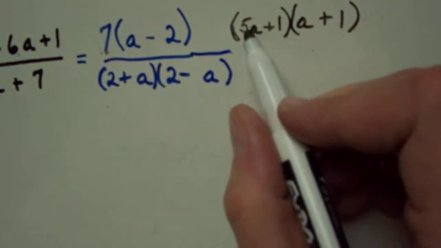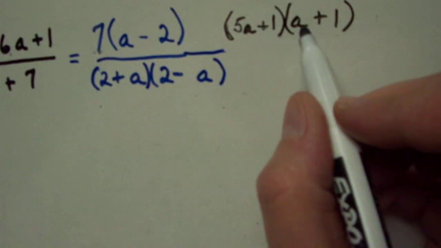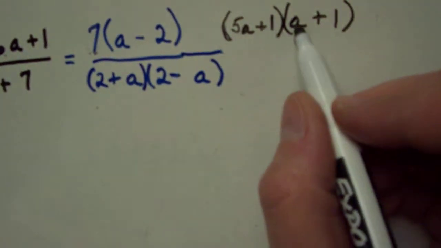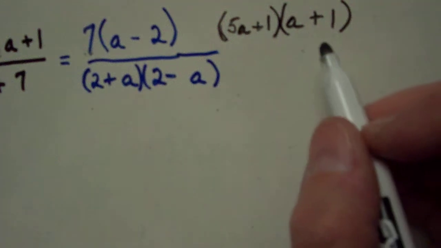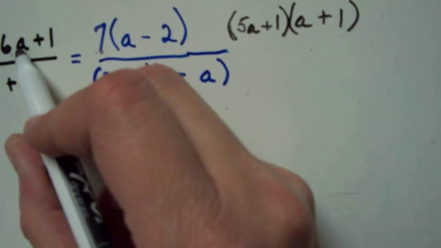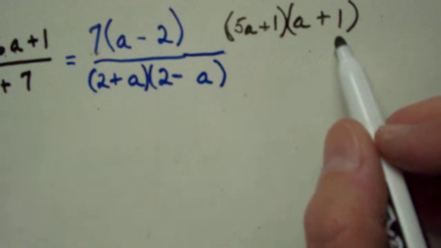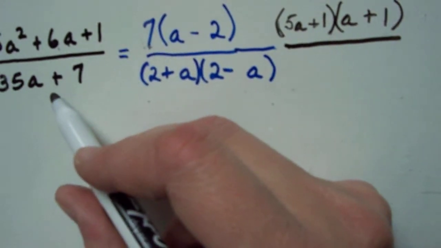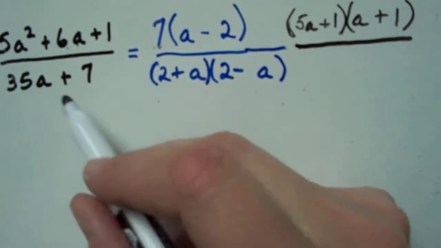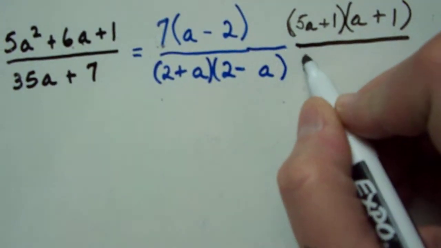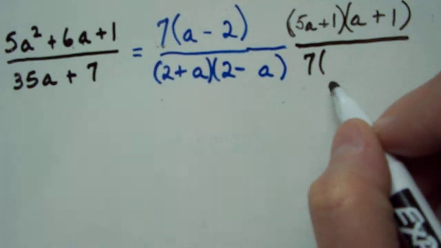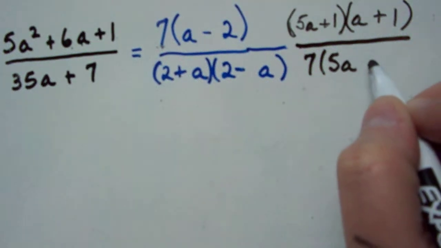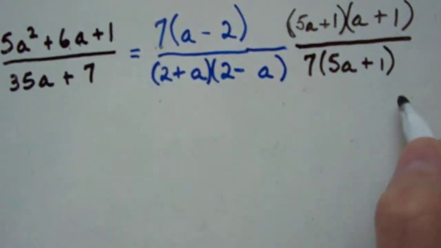Will that work out? First, 5a times a is 5a squared. Outside, 5a times 1 is 5a. Inside, 1 times a is 1a. So 5a and 1a brings us back to our 6a. And 1 times 1 is 1. So we're good. 35a plus 7. You can see that 7 is common to both of these. So let's pull it out and divide. 35a divided by 7 is 5a, and 7 divided by 7 is 1.